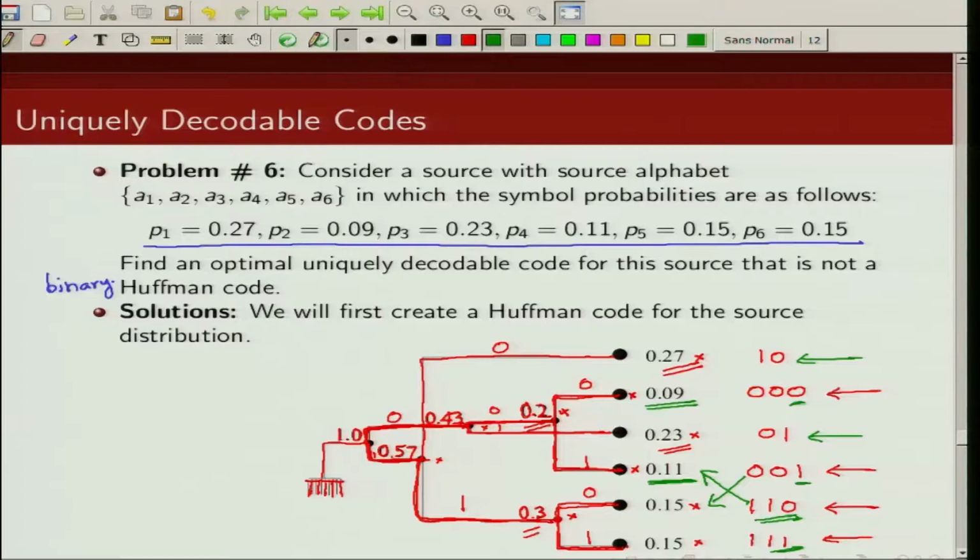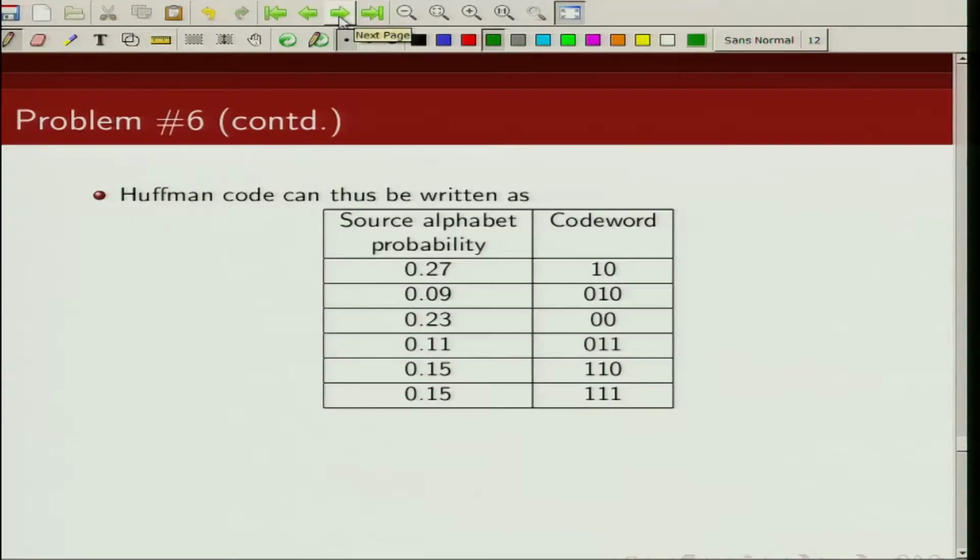However, it is now no longer a Huffman code. Why? Because now the least likely code words, this one has 000 and this one has 110. So the two least likely code words are differing in two positions. So it's no longer a Huffman code. So this way you can solve this problem.